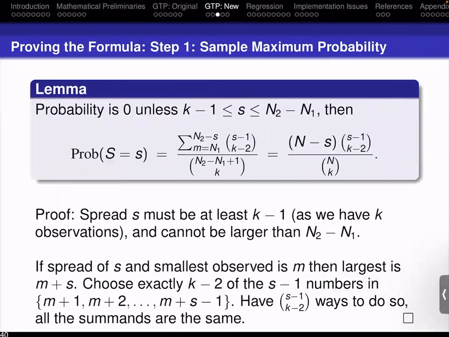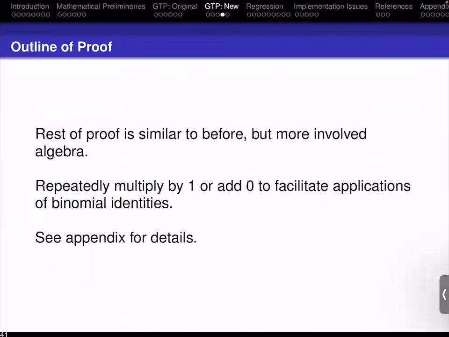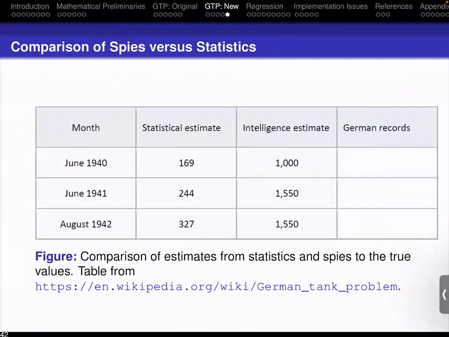So you have a slightly more involved formula. If you want to calculate the probability that the spread is S, it's a little bit worse than last time, but it exists. And then the rest of the proof is very similar to before, but the algebra is a bit more involved. All right, so the final slide for the day, and this is going to be beautifully timed to 50 minutes.